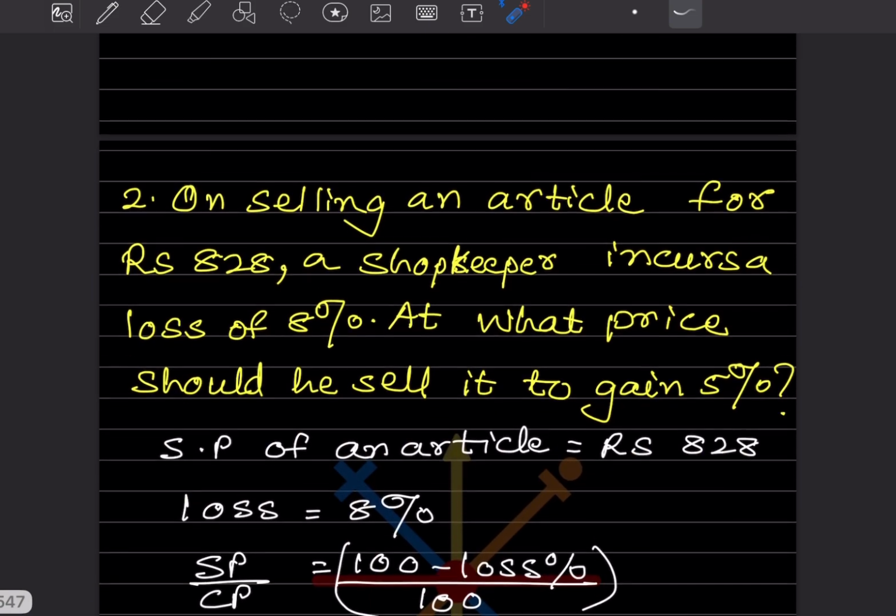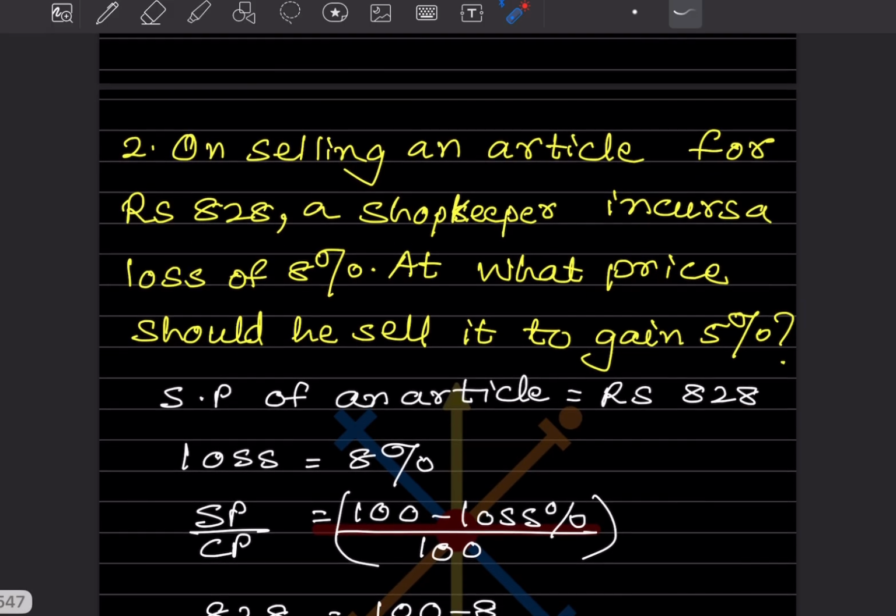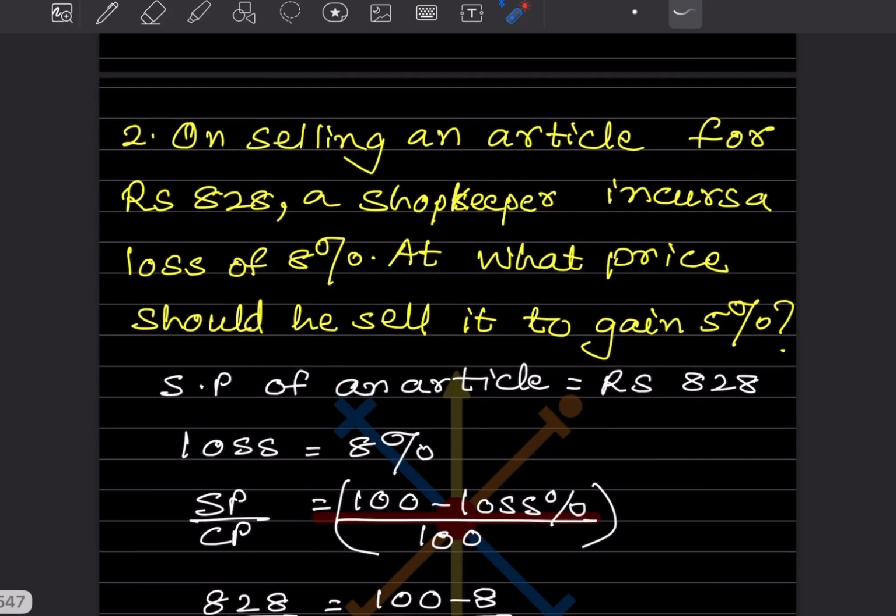On selling an article for rupees 828, a shopkeeper incurs a loss of 8%. At what price should he sell it to gain 5%? So the selling price of the article is given as 828, and the loss is given as 8%. These are the given things. As I told you earlier, you can use the formula selling price divided by cost price, because there's a loss of 8%, so we'll use 100 minus loss percentage divided by 100.